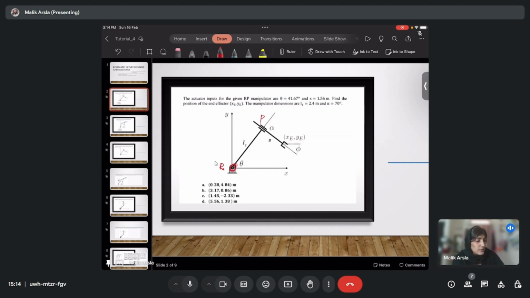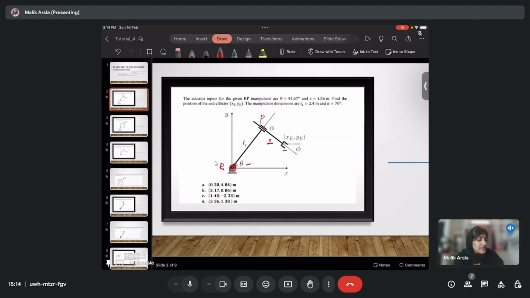Okay, so the first problem is that you have been given an RP manipulator. Why RP? Because this here is an R pair and this is a prismatic pair, right? So this is an RP manipulator. It has 2 degrees of freedom, and the end effector is attached to this link. The actuator inputs are theta equal to 41.67 degrees and s equal to 1.56 meters. So the s and theta have been provided, and you have been asked the position of the end effector.